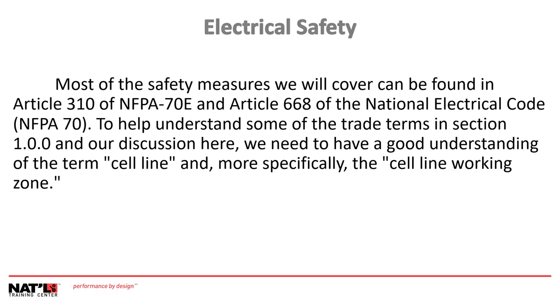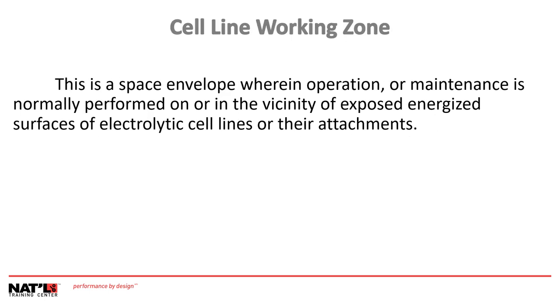Most of the safety measures we will cover can be found in Article 310 of NFPA 70E and Article 668 of the National Electrical Code, NFPA 70. To help understand some of the trade terms in Section 1.0.0 in Module 1 and our discussion here, we need to have a good understanding of the term cell line, and more specifically, the cell line working zone. A cell line working zone is the space envelope wherein operation or maintenance is normally performed on or in the vicinity of exposed energized surfaces of electrolytic cell lines or their attachments.